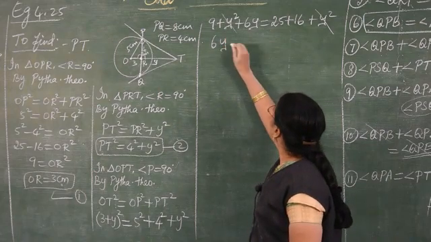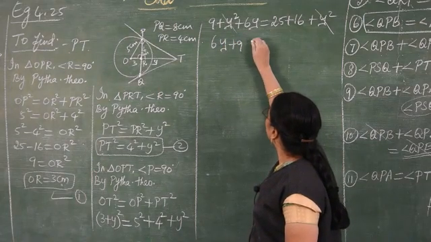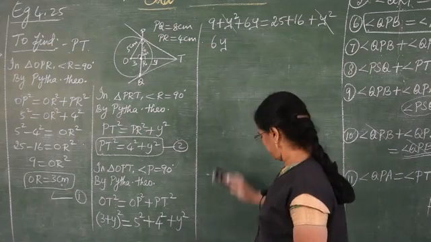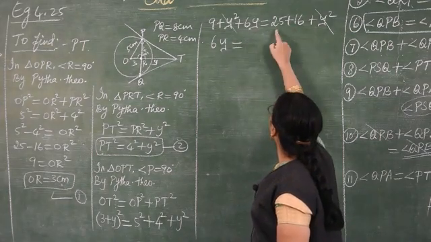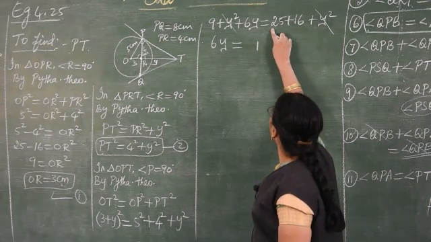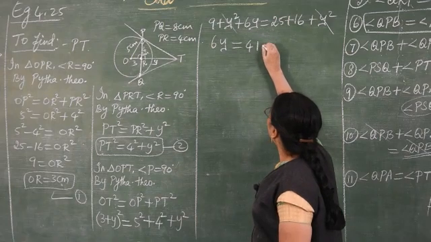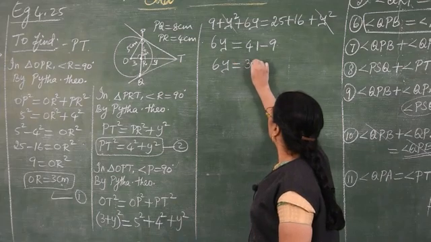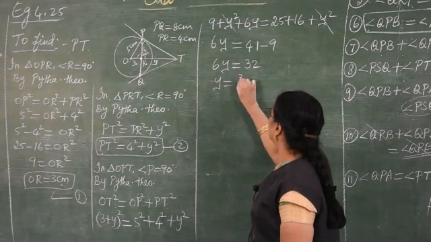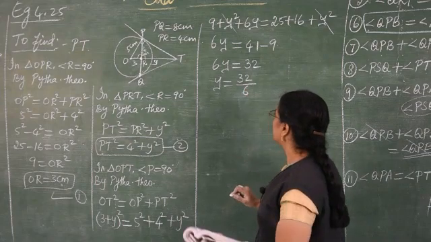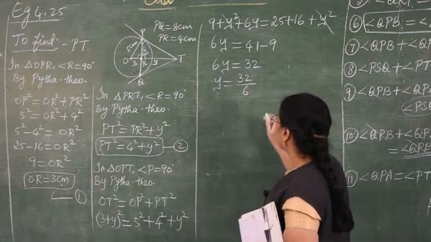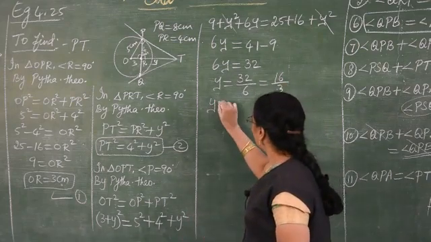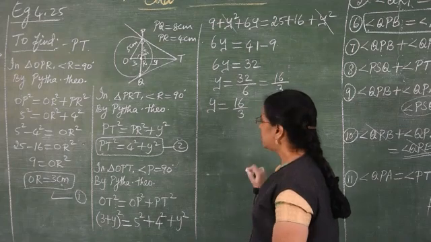Now 6Y plus 9 equals 41. Taking 9 to this side, 6Y equals 41 minus 9. So 6Y equals 32, and Y equals 32 by 6. If you reduce this, Y equals 16 by 3 centimeter.